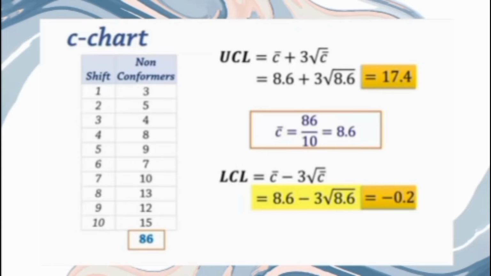Ang kanang 10 kay mao na ang total of shape. 10 man kabuok katong shape, so 86 divided by 10. Ang 86 diha na sa total of non-conformers, which equals 8.6. 8.6 is the answer. So next, we will solve the upper control limit and the lower control limit of the C chart.